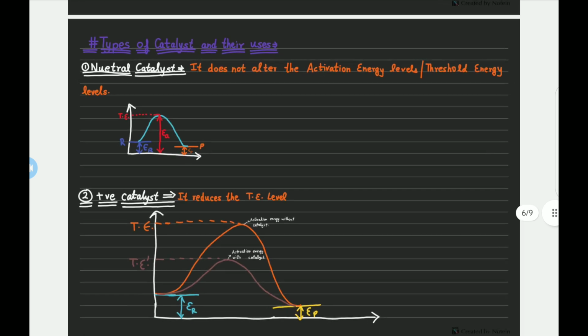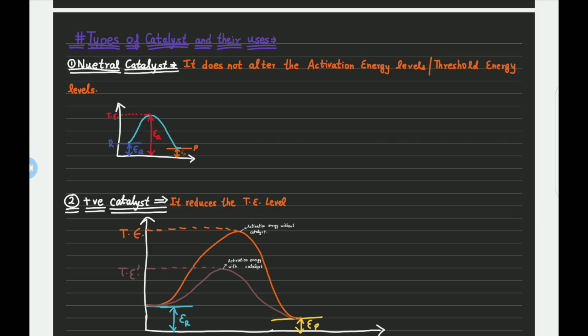Now let's move to the second part of the chapter, that is, types of catalysts and their uses. We have to study only two types of catalysts. First is the neutral catalyst. It does not alter the activation energy level or threshold energy level. A neutral catalyst does a basic thing: it takes the reactant, drops it to the activation energy level, and releases it.